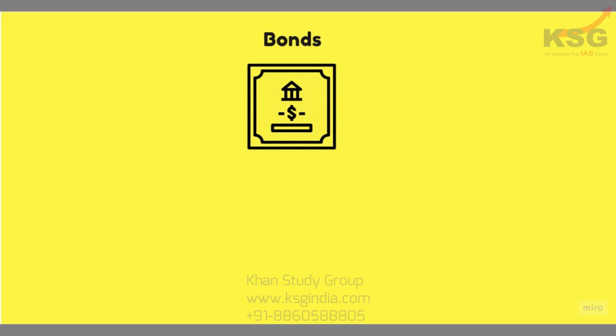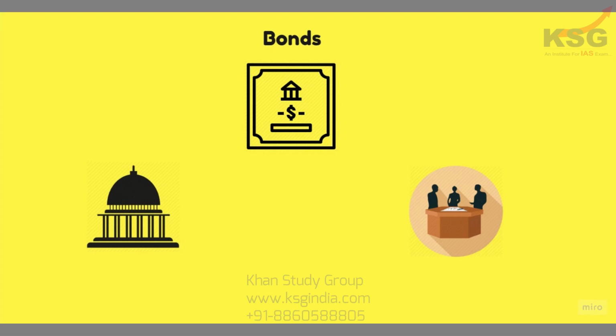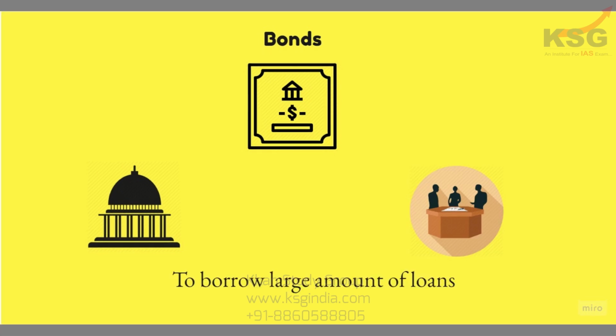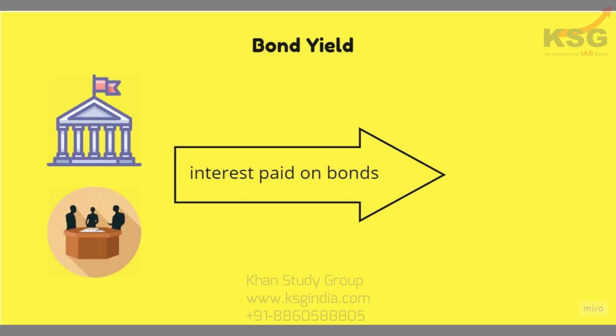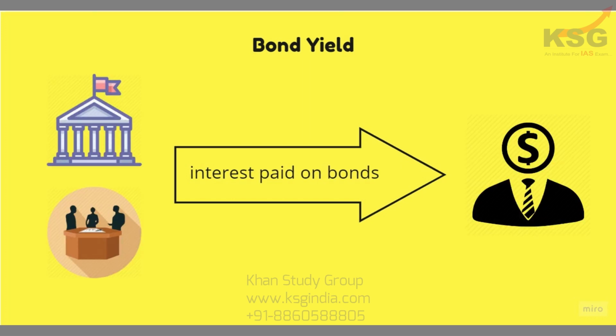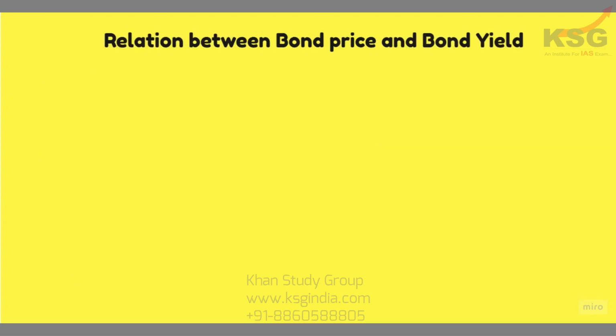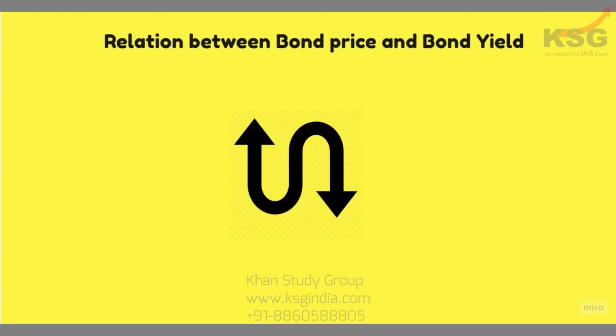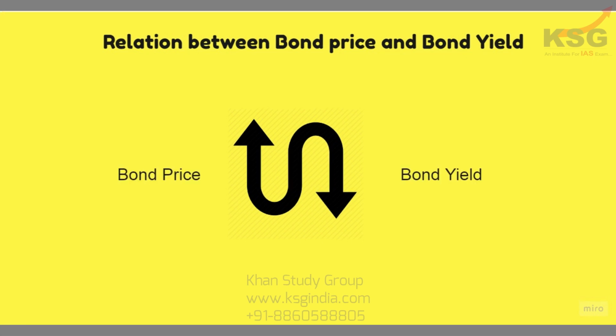Bonds are debt instruments issued by the government and corporates to borrow large amounts of loans. Bond yield is the interest paid by the government to the investors on the bond it issues. Relation between bond price and bond yield: there is an inverse relation between the bond price and yield. As the price of the bond increases, the yield of the bond goes down.